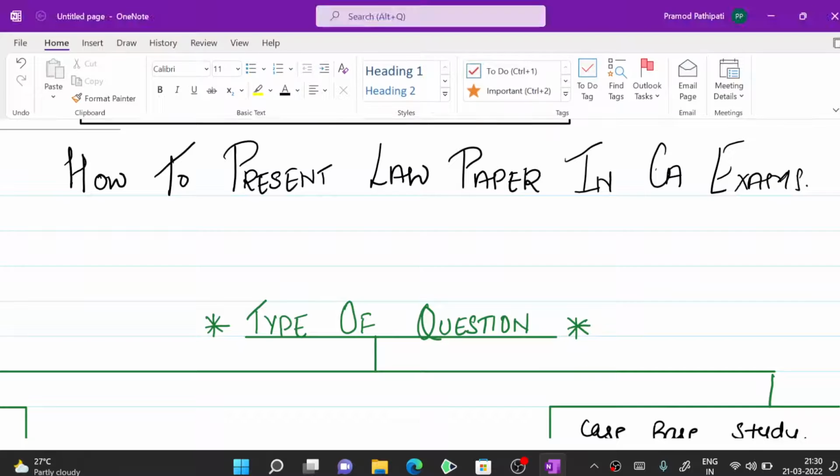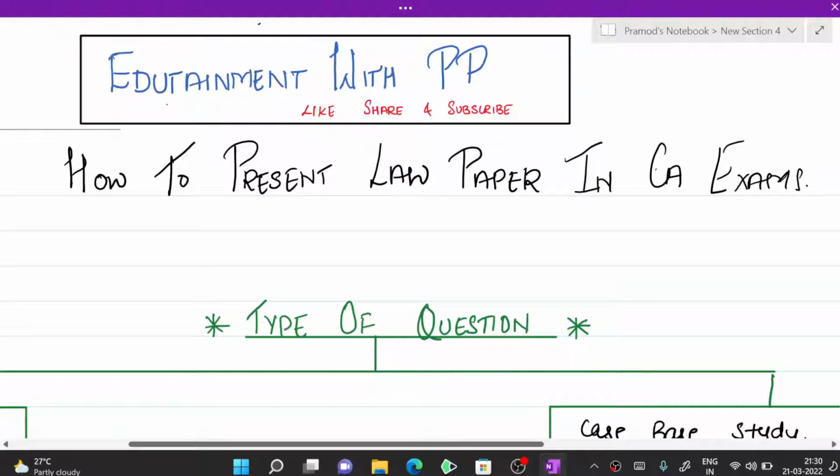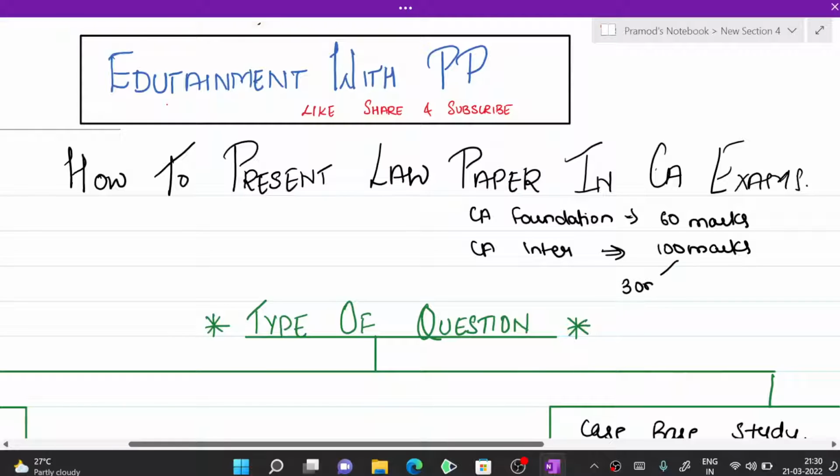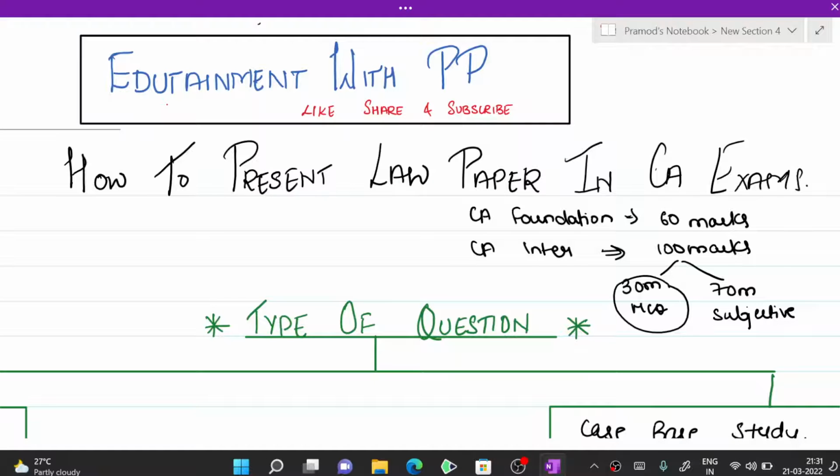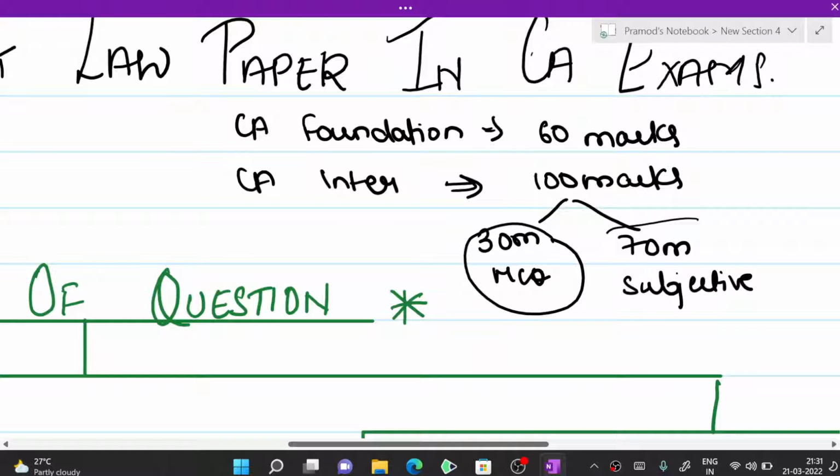For CA Foundation, law is only for 60 marks, and for CA Inter it is for 100 marks, which is divided into two: 30 marks for MCQ and 70 marks for the subjective paper. The 30 marks are simple plain MCQs or case based MCQs. You have to select one option and complete that 30 marks paper. But in the 70 marks, you will get a direct question or a case based study.